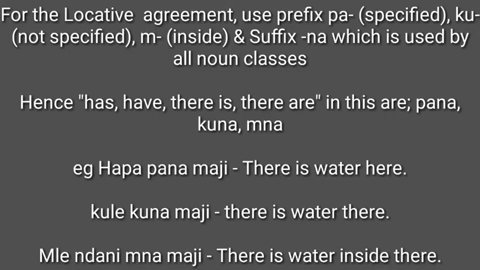That's it. Very simple. For locatives, use the PA-KU-MU locative agreement. Use PA for a specified direction, KU for not specified, and MU for a direction inside, plus suffix na, which is used by all noun classes. Hence, have, has, there is, there are in this class are pana, kuna, and mna.